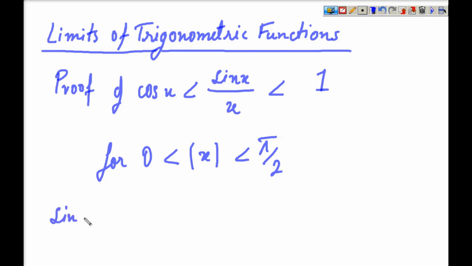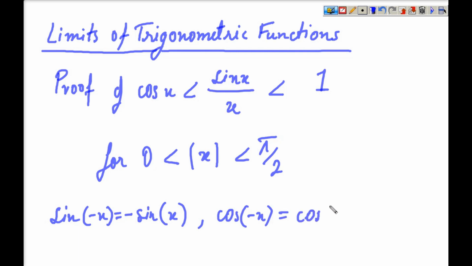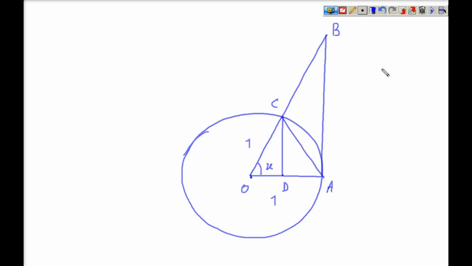So in trigonometry we know that sine of minus x is minus sine x, because this is not symmetric about the y-axis, whereas cos minus x is cos x because this is symmetric about the y-axis. So let's make a circle. Let's start solving this problem.